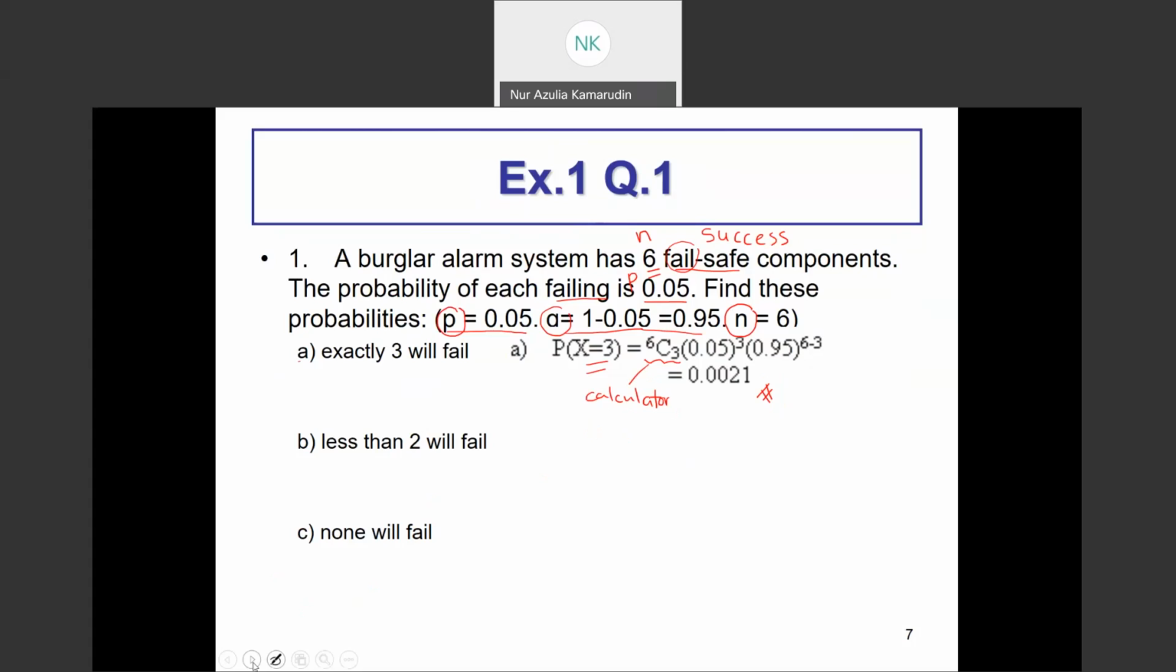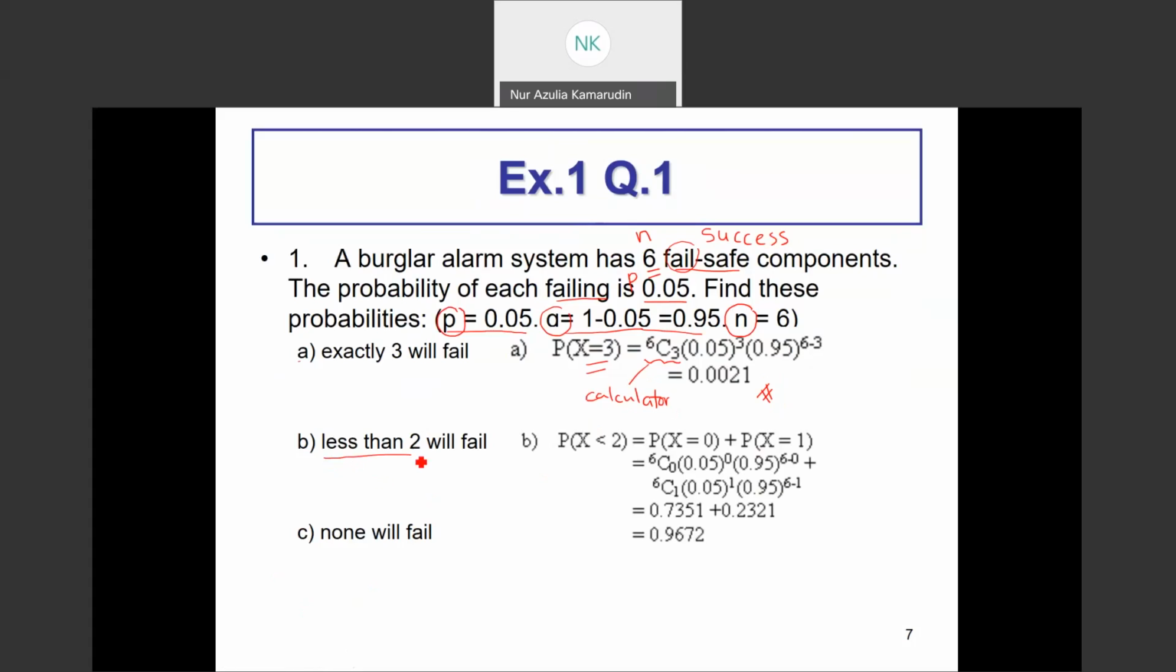And you want to find less than 2, please take note. Now you have here x less than 2. Be careful with the symbol. So it doesn't take 2, so it takes only x equals 0, which means no component is failing, and x is 1, meaning that only one component is failing. So you substitute accordingly.